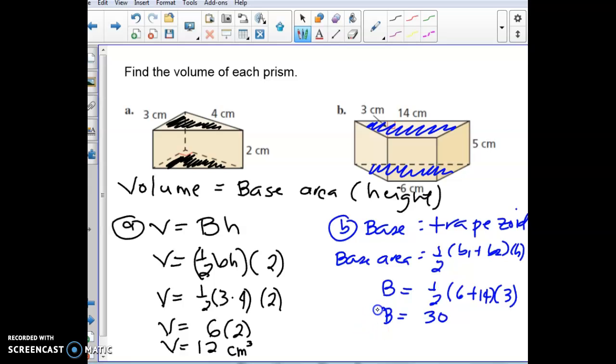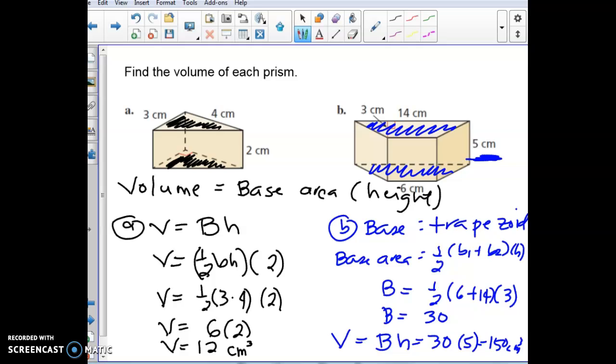So that's only for the base area. So to find the volume, you multiply the base area by the prism height. So the prism height is 5. That means you go 30 for capital B times 5, and you will get 150 cubic centimeters.